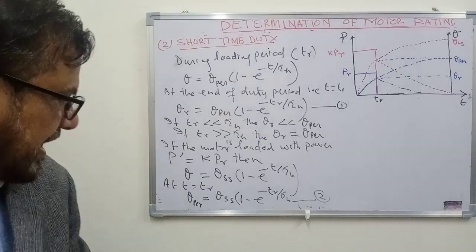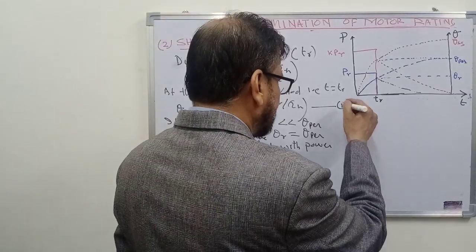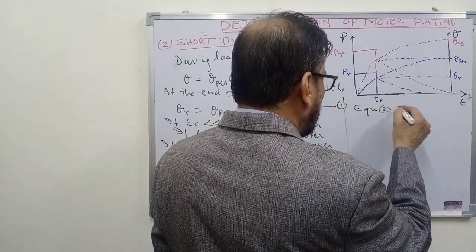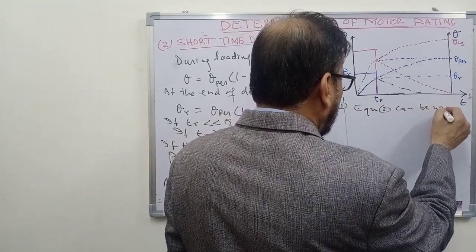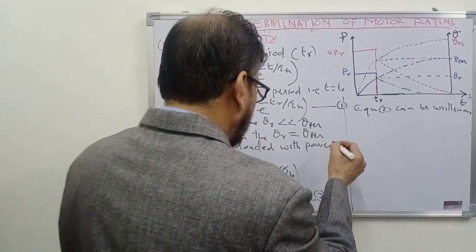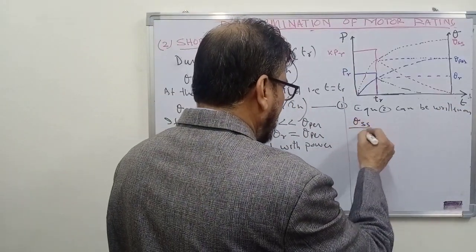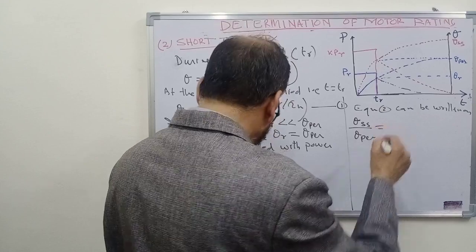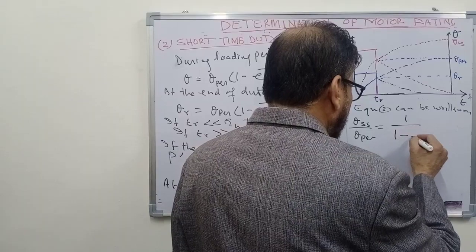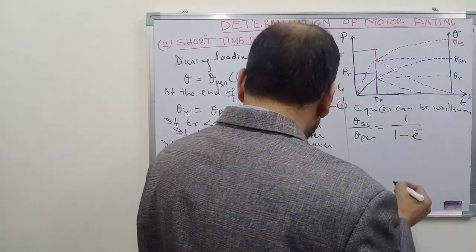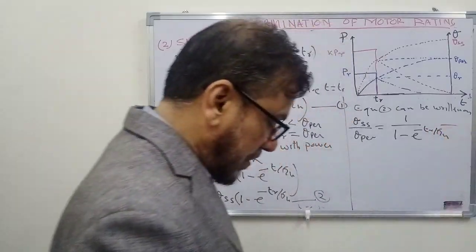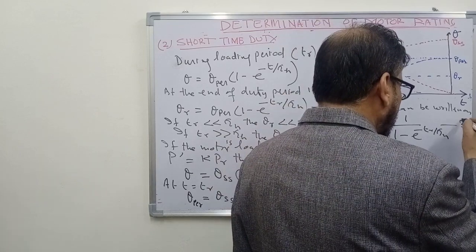Now let us write equation 2 in a different way. Equation 2 can be written as theta SS upon theta permissible is equal to 1 upon 1 minus e to the power minus TR upon tau h, heating time constant. Let me call this equation as equation number 3.